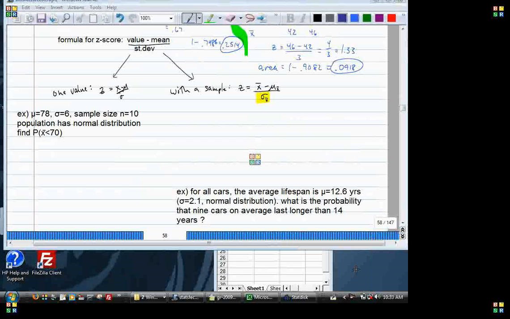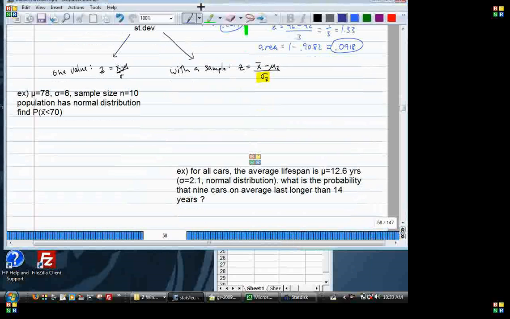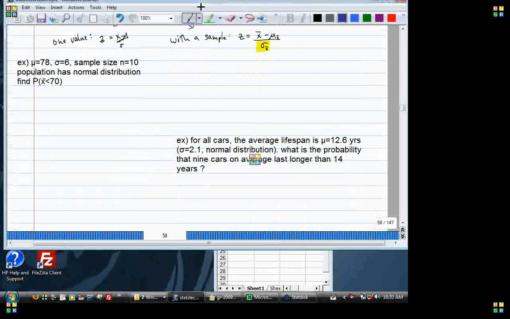Okay, let's talk about these questions. So, for the first one, what's the first thing we do? Yeah, everything's already written out in notation. Let's just get straight to drawing the picture.